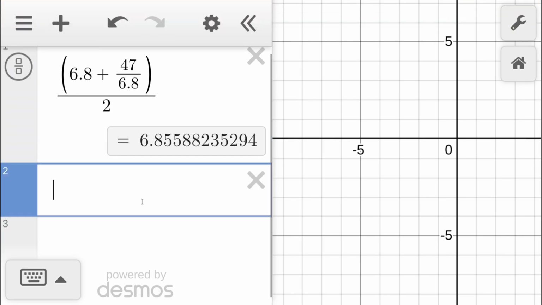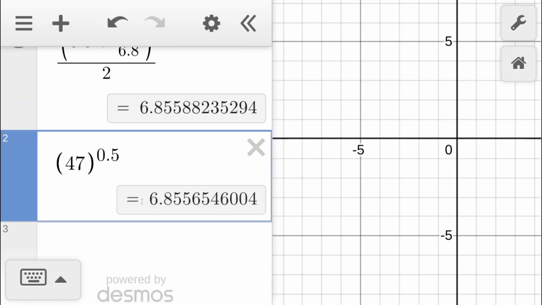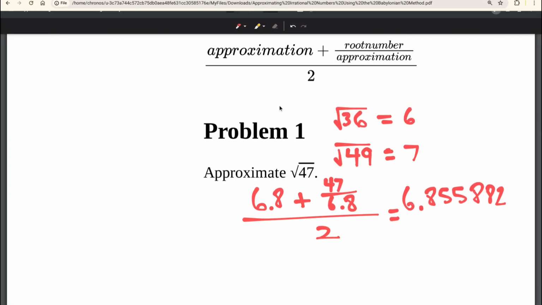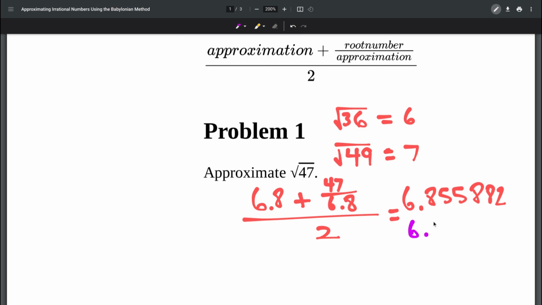So let's do that in Desmos. I'm going to do 47 and take the square root of that, and I get 6.855654. Okay, so the actual value is 6.855654. Notice we're accurate to the thousandths place here. Okay, and we can refine it further.